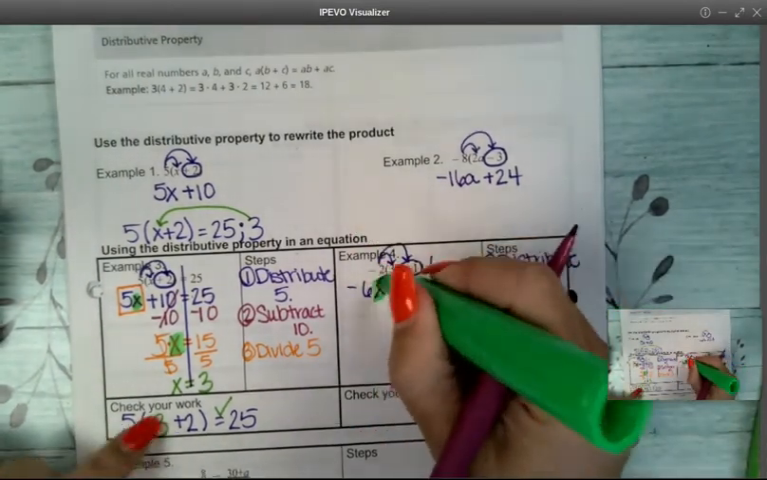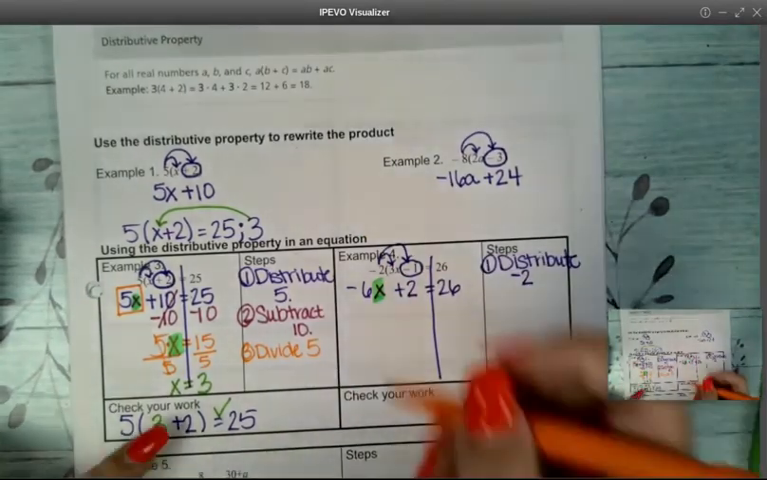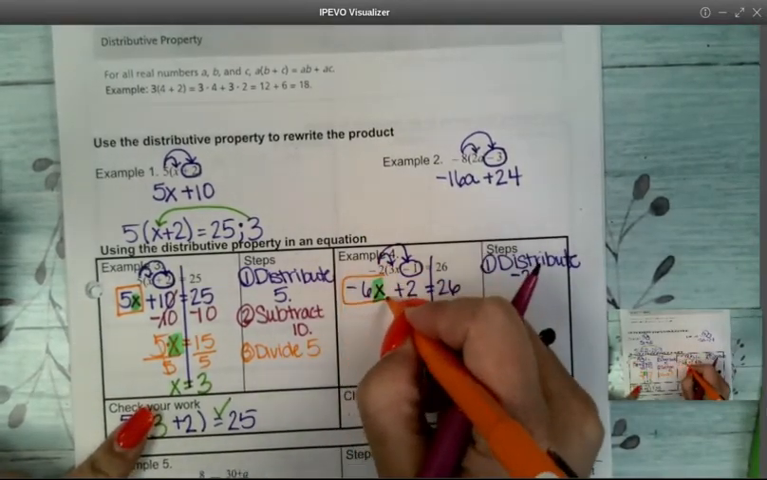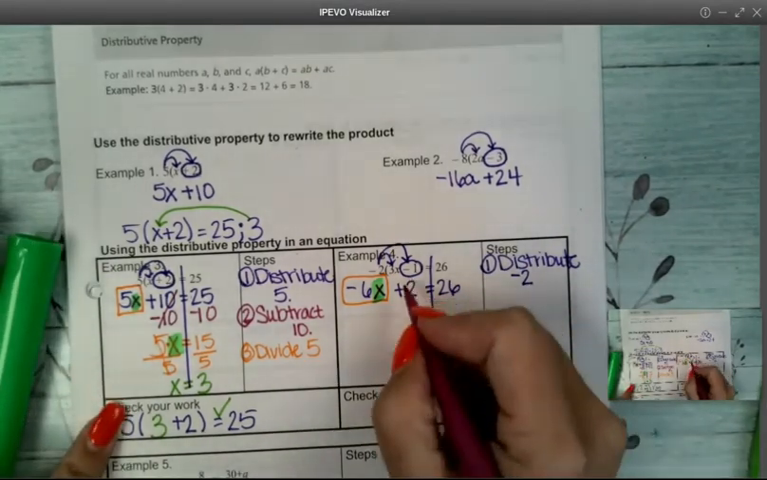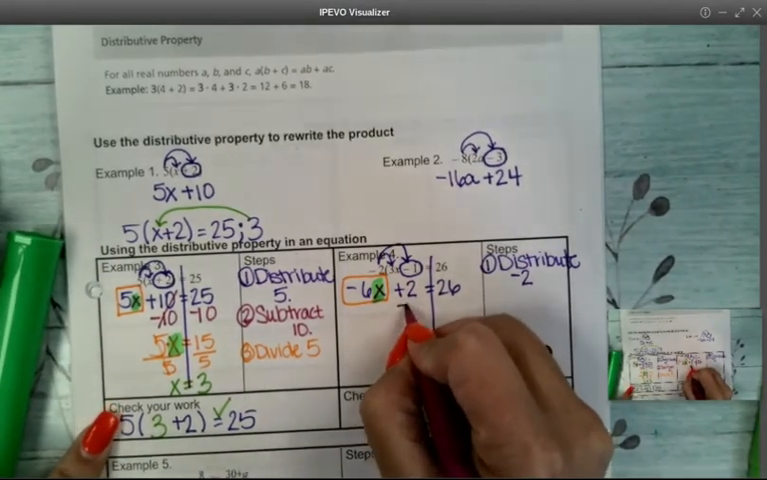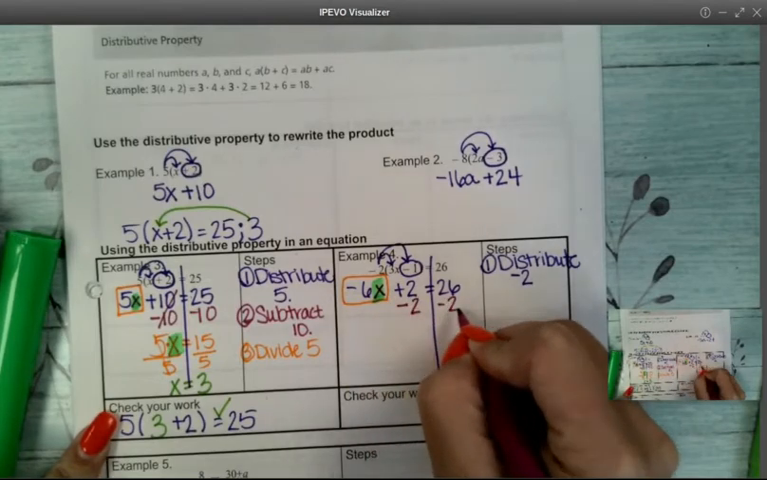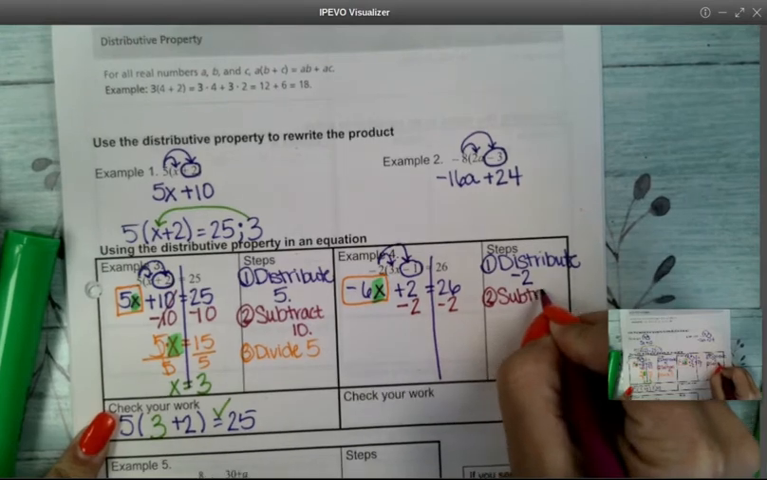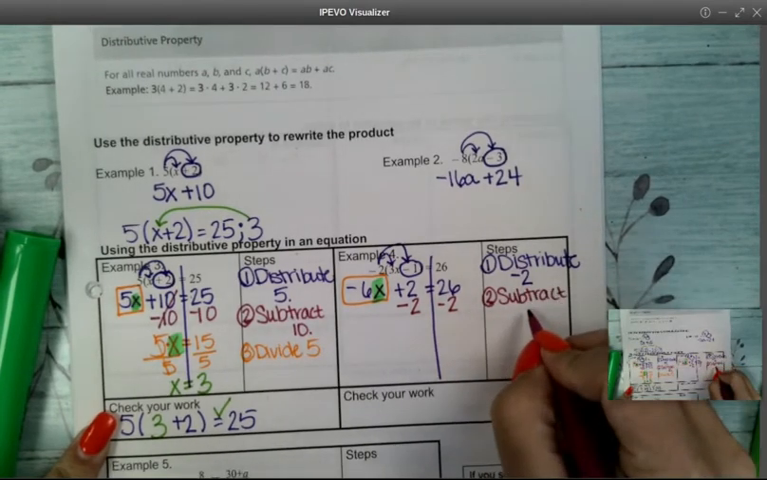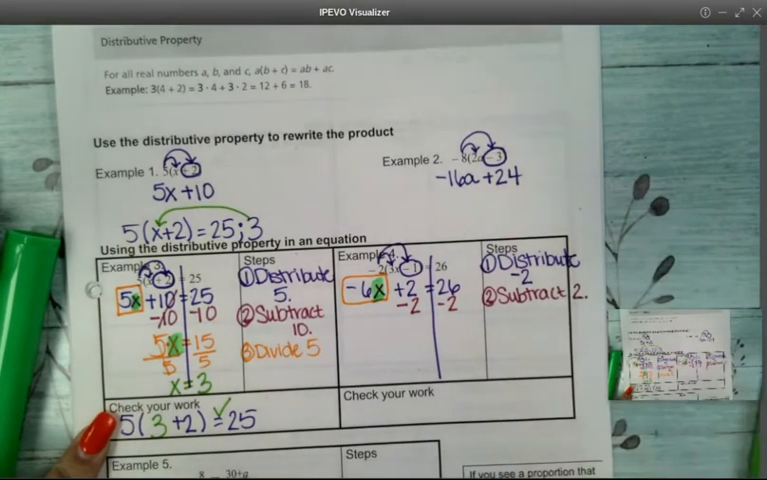The next step that we're going to do, again, the goal is to get the x by itself, but right now it's attached at the hip to the -6. So I need to get everything in that box by itself. That means I got to get rid of this +2. To get rid of the +2, the opposite operation is -2. So that's the subtraction property of equality. So I'm going to write over here, the next step is subtract 2.